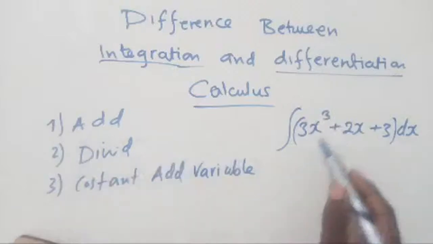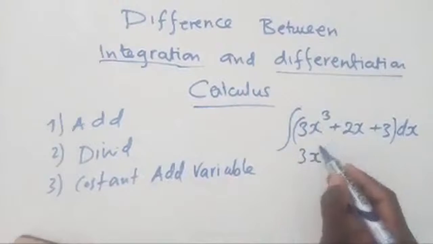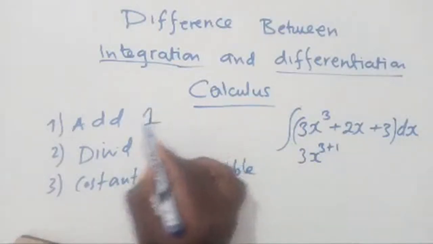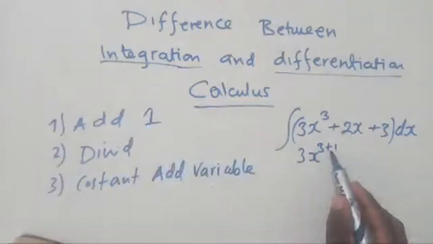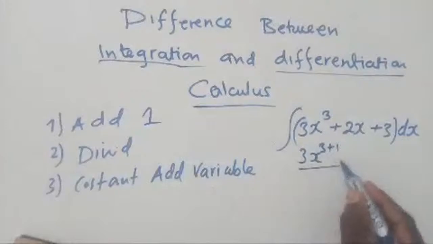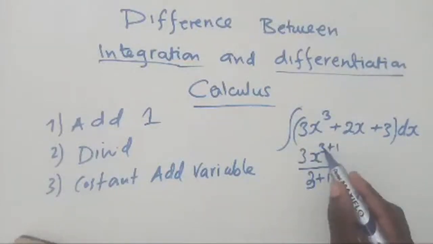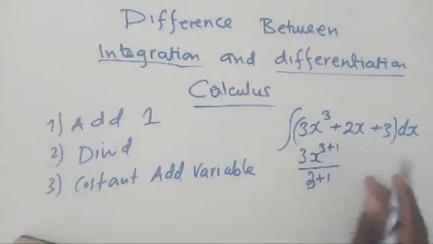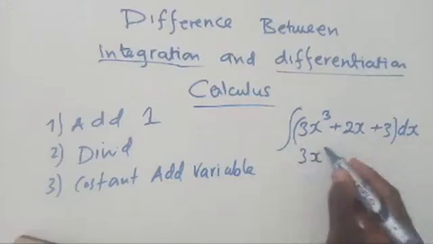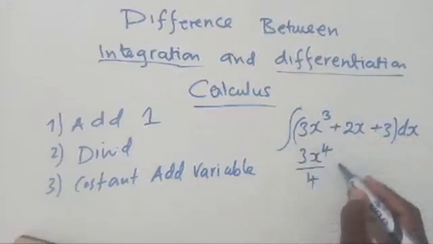So add a 1 to each power. So meaning you say this power which is here plus 1, we are adding a 1. That's a rule. You need to understand these rules. So once you add a 1, this new power divide. So the new power here, when you add the 1, it will just be 4. So it will be 4 when you add the 1, and divide by 4.